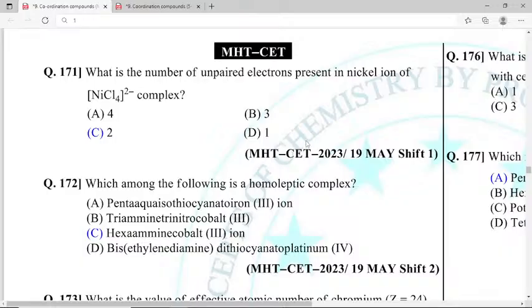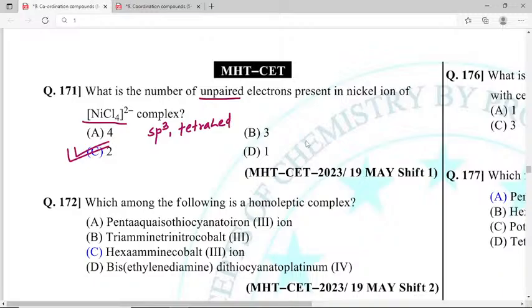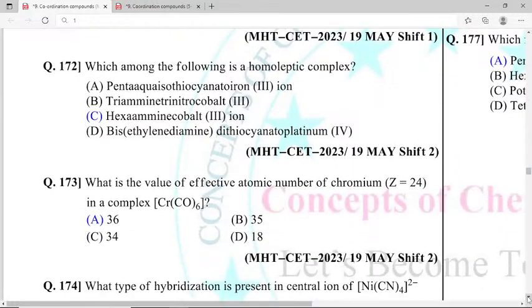Okay, what is the number of unpaired electrons present in NiCl4 2 minus? So many times question. 2, because hybridization is sp3, tetrahedral. No pairing before hybridization. Which among the following is a homoleptic complex? So homoleptic complexes are the hexaamine cobalt.